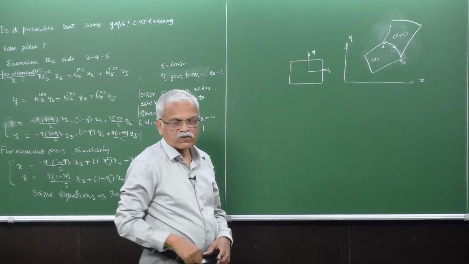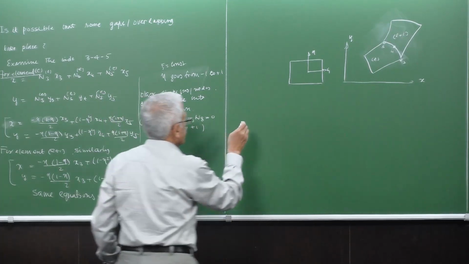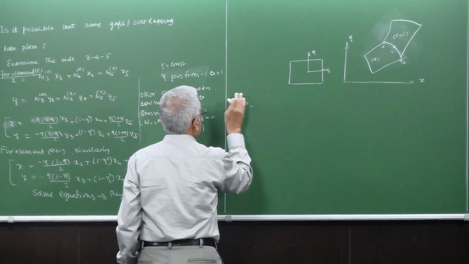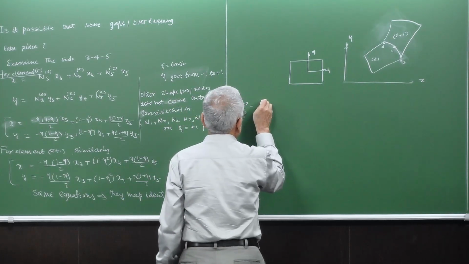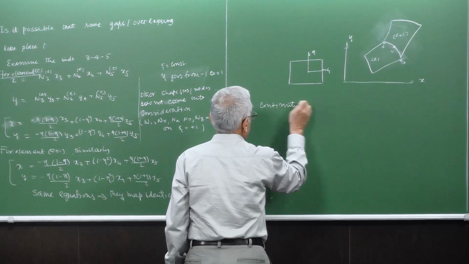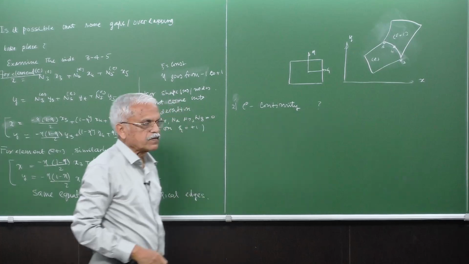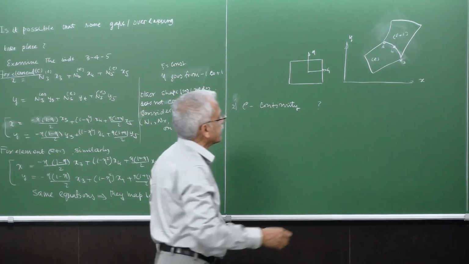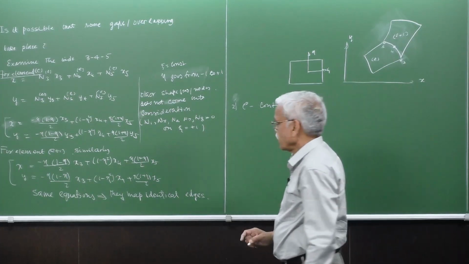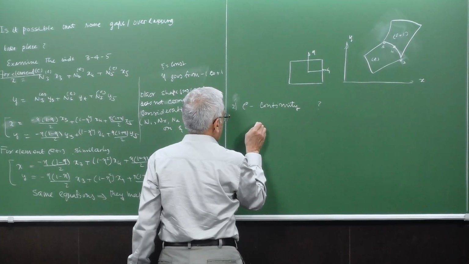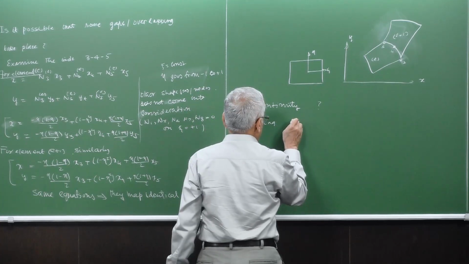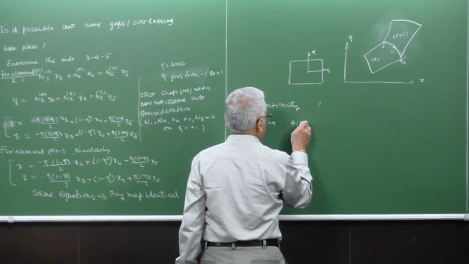Another thing is, of course, C naught continuity. So the second issue is whether C naught continuity is there or not. What is C naught continuity? C naught continuity is that when you go from one element to another element, using this geometric mapping and the expression for, say, phi, xy or zeta.